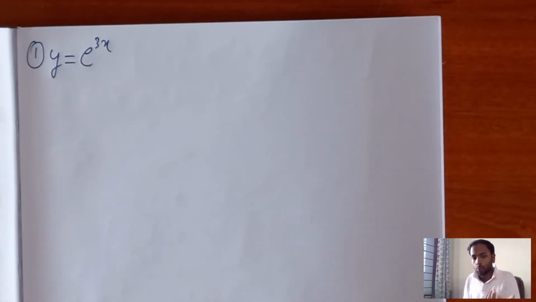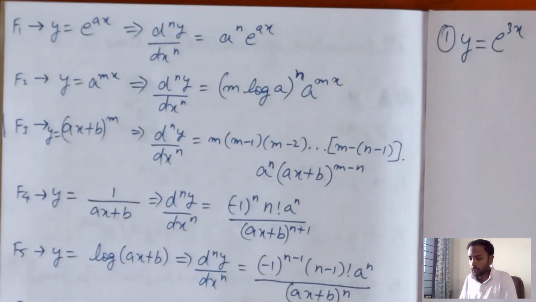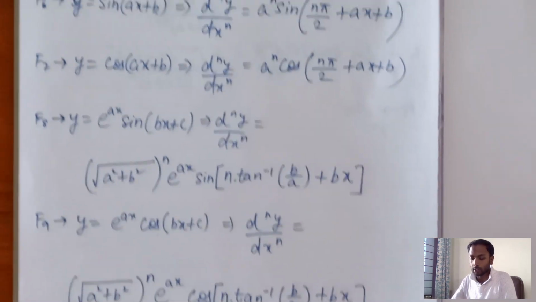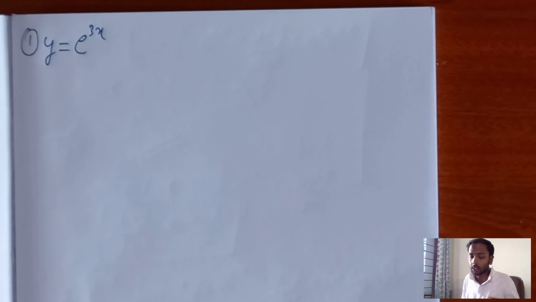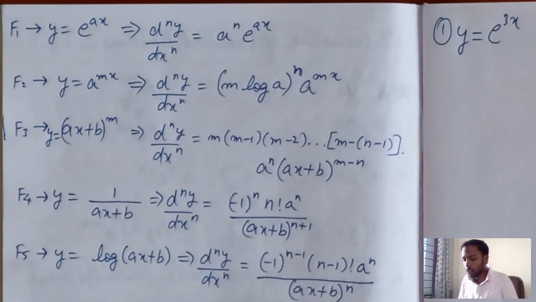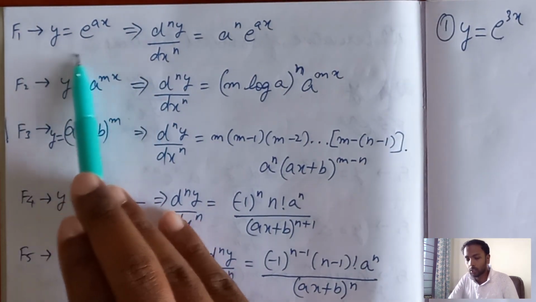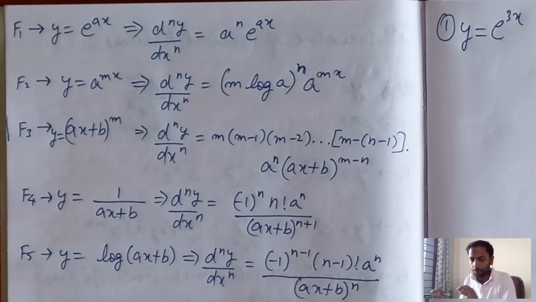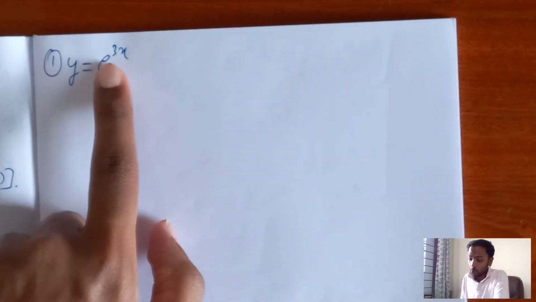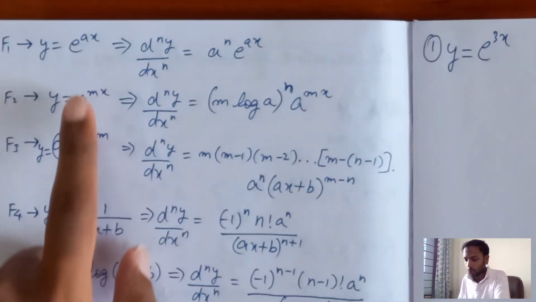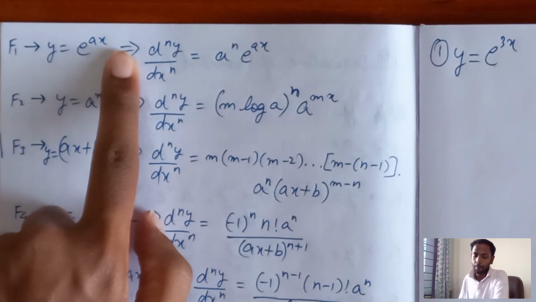Now which formula to choose? I told there are 9 formulas, right? These 9 formulas are the only ones. But which one to choose? What is the question? e power 3x. So can I say that this first formula matches somewhere? It looks similar to the given question, because here also there is e, here also there is e, and there is to the power 3x. Here also there is to the power ax.